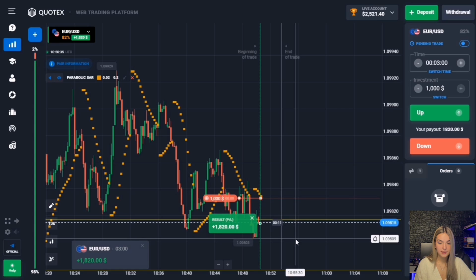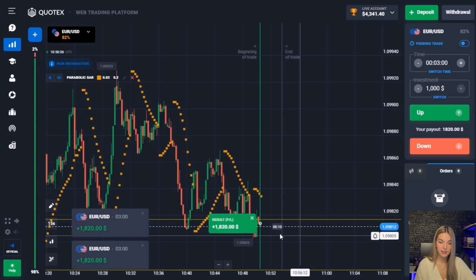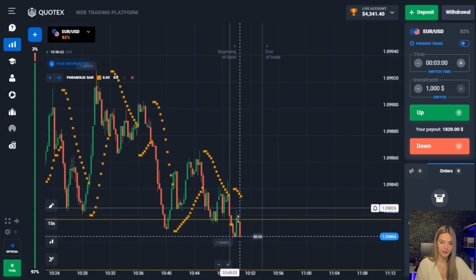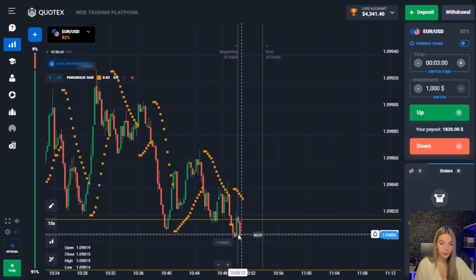Well, it's not bad, friends. After a little pro trade, the price continued its downside movement and the sub-level of support was fixed. We get profit. Also, pay attention to the point of our indicator.